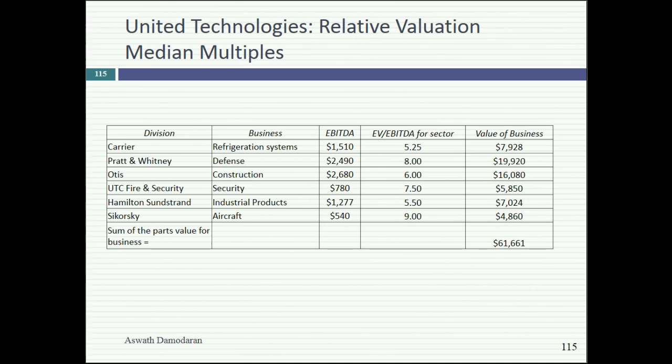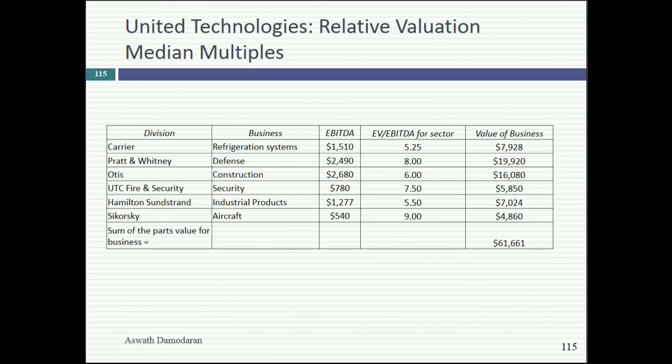All I've done is taken each business's EBITDA, applied an EV to EBITDA based on the sector, and come up with an estimated value. What could I be missing? So I'm taking Sikorsky, I'm comparing to the aircraft business, and I'm applying a multiple. Could Sikorsky have a higher margin than the rest of the sector? Sure, right? It could be that Otis actually has much more stable earnings than the rest of the sector. By applying an average, I'm doing what we talked about at the very start of pricing, which is apply the average and then move on.